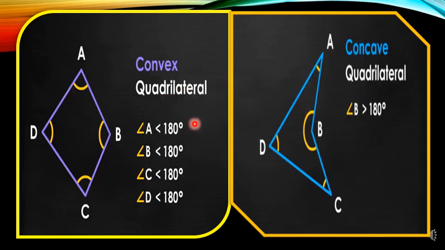Both are quadrilaterals. Why? Because they have 4 sides, 4 interior angles and 4 vertices. So these are the general properties of any quadrilateral and both are satisfying those properties. So they both are quadrilaterals only. But what makes it convex or concave? You should observe the interior angles. If you consider all the interior angles one by one, they should be less than 180 degree each. Here angle A is less than 180, angle B is less than 180, angle C is also less than 180 degree, angle D is also less than 180 degree.